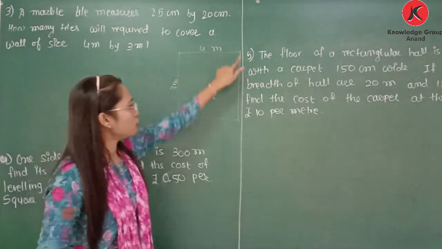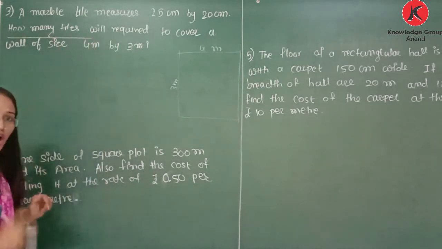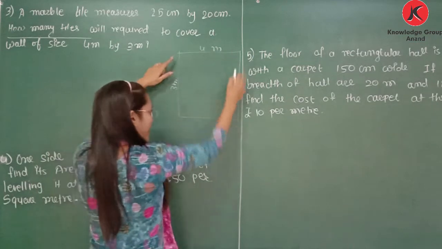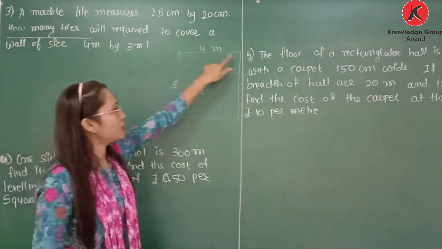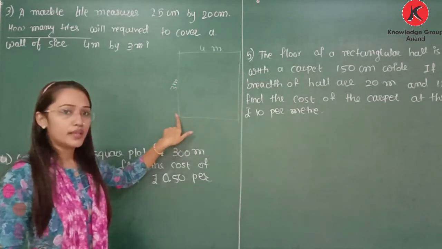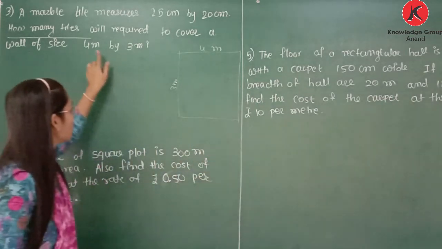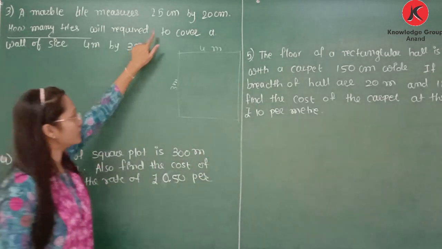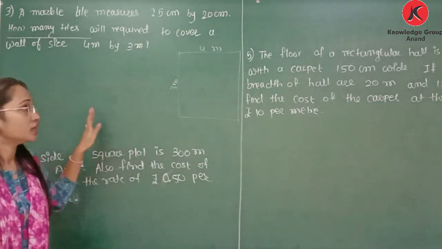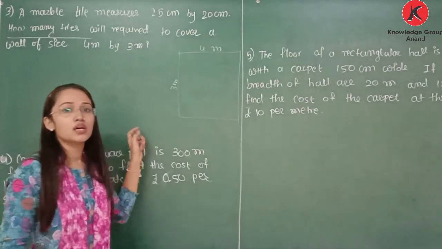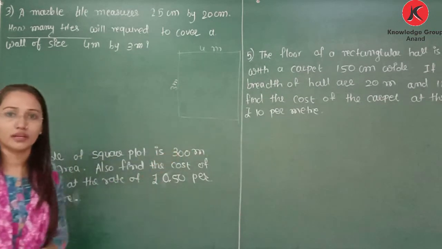So we need to first find how many tiles. To find how many tiles, first of all we need to find the area of the room, then the area of one tile. Both units must be the same. But here in the question you can see the room is in meters and the tile measurements are in centimeters. So we need to perform the conversion also. Then how can we find the number of tiles? The number of tiles will be the area of the room divided by the area of one tile.